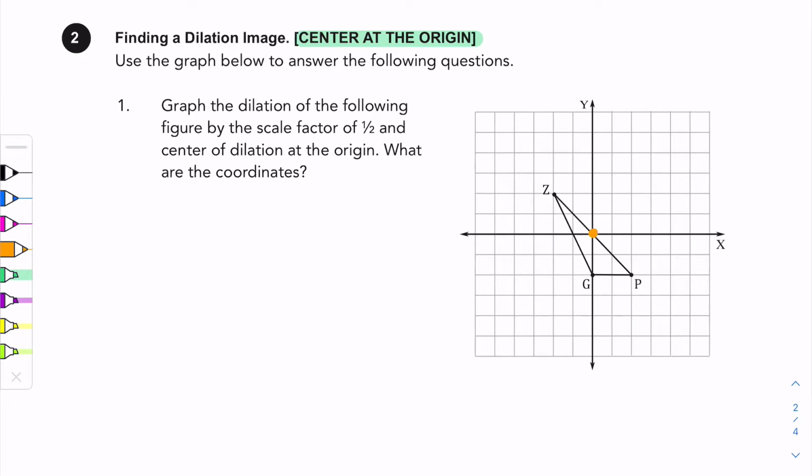Number 1 says to graph the dilation of the following figure by the scale factor of 1/2 and the center of dilation at the origin. What are the coordinates? So I'm actually going to set up a table of my original points and then my new points with a scale factor of 1/2, meaning I'm multiplying both my x and y coordinate by 1/2.